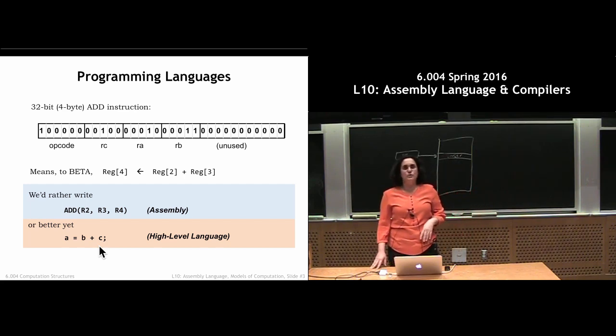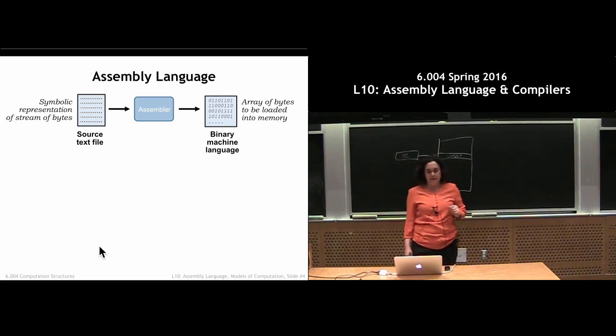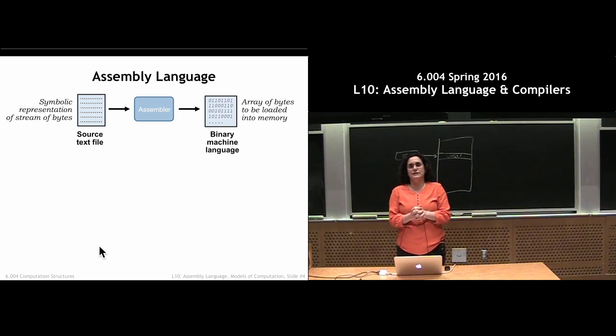So today we're going to go through both of these, and we're going to learn how you would go about creating beta code from either form. We're going to start with assembly. Basically the goal is to create this binary encoded format that the beta can understand, but we want to be able to write our instructions in symbolic form.